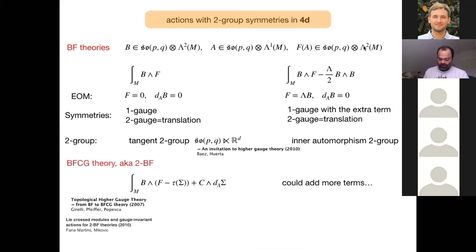So this is two types of actions. Then there is a third action, which is kind of my baby action. That's an action that I introduced back in the day, and it would be good for any type of two-group. And I know, Marc, we talked at some point, we tried to see whether we could possibly add some more terms, like some BB terms, something like that. But this is an action which is really based on any type of two-group symmetry.